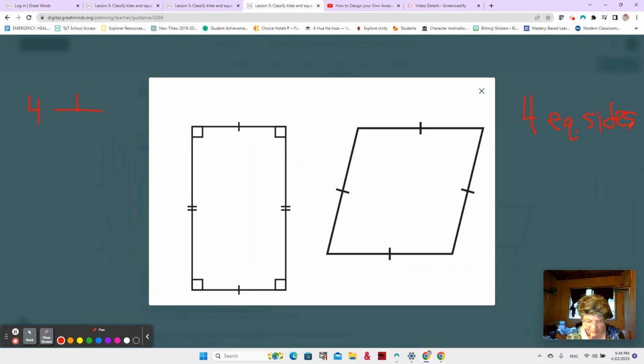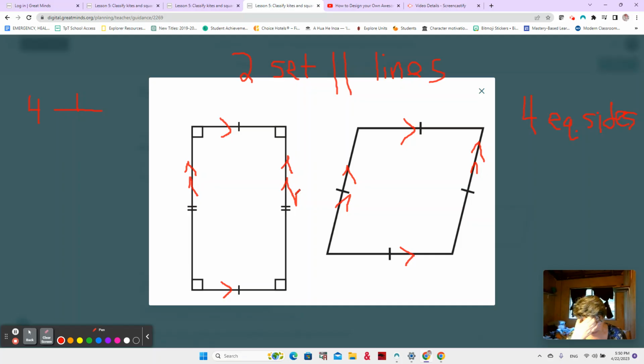Does your quadrilateral have 2 sets of opposite sides that are parallel? 2 sets of opposite sides that are parallel. Yeah? This is parallel to this. This is parallel to this. This is parallel to this. This is parallel to this. Right? They both have 2 sets of parallel lines, right? And we could even use our arrowheads to show this is parallel to this. This is parallel to this. This is parallel to this. And this is parallel to this. So that makes them both parallelograms, right?